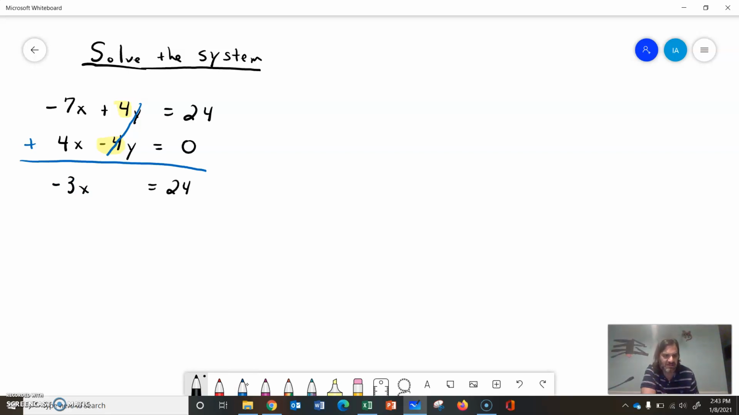And if we get x completely by itself, we'll divide both sides by negative 3. We'll have x equals negative 8. So that was very quick. But we still have to find y.